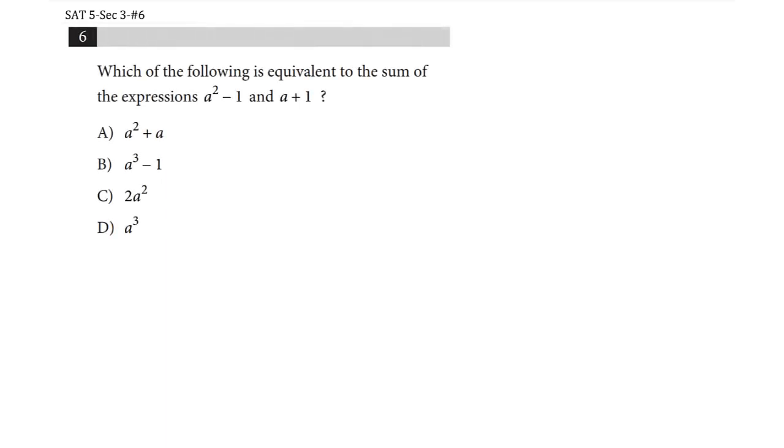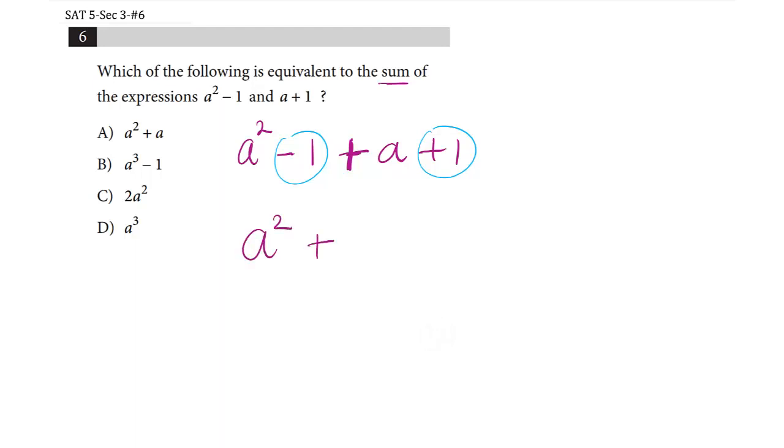Which of the following is equivalent to the sum of the expressions a squared minus 1 and a plus 1? Keyword once again is sum, which means add. Therefore, we'll just go ahead and add the two expressions. So a squared minus 1 plus a plus 1. As usual, we'll look for like terms, and it appears as though we only have the negative 1 plus 1 as the two like terms. Therefore, we'll have a squared plus a as the result of this question, which makes a the answer to this problem.